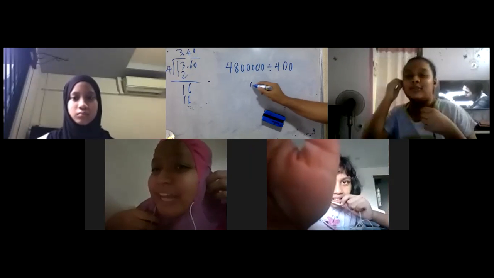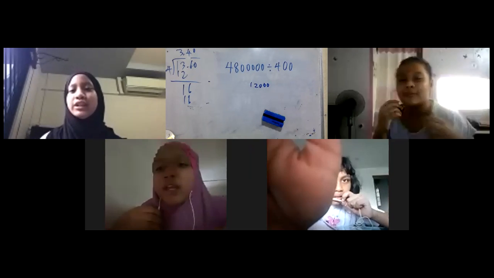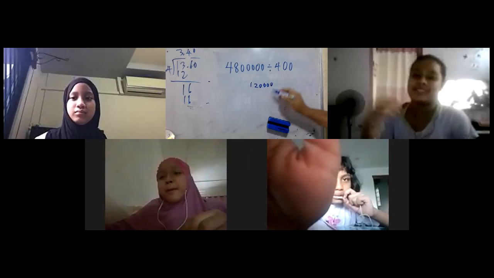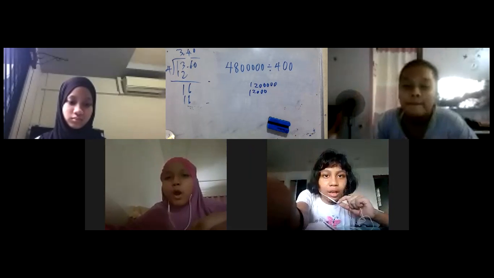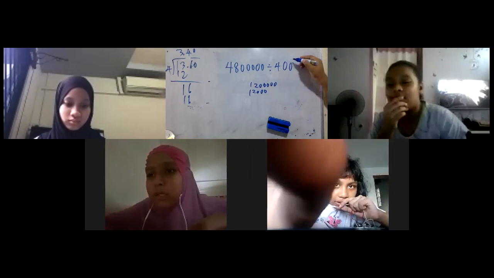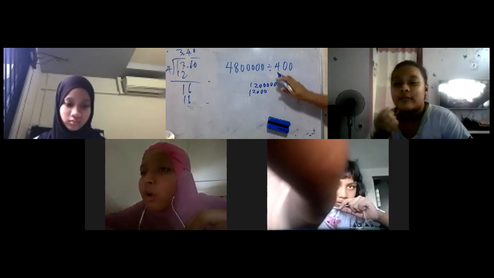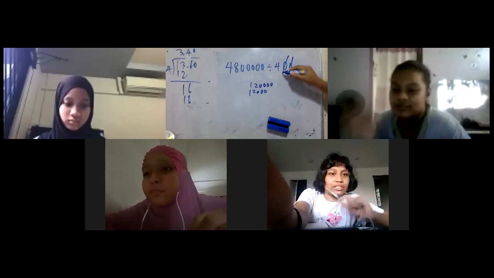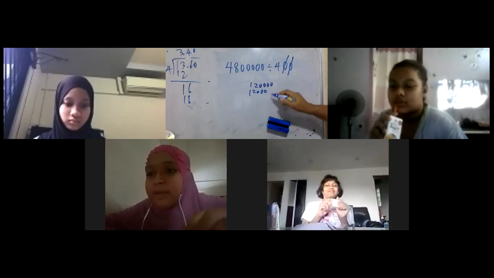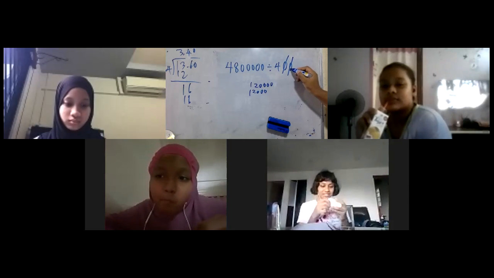120,000. No, got one more zero. Teacher, mine only has four zeros. 1, 2, 0, 0, four zeros. Yes, okay. Three zeros, cancel one, cancel two. My one is the same as Rahana's.